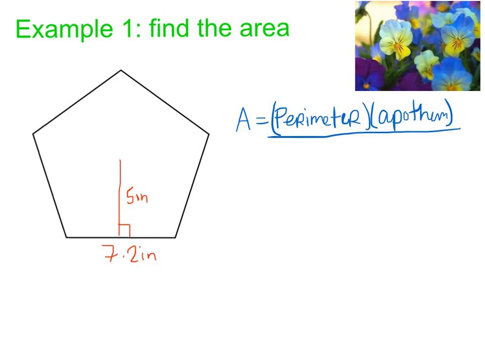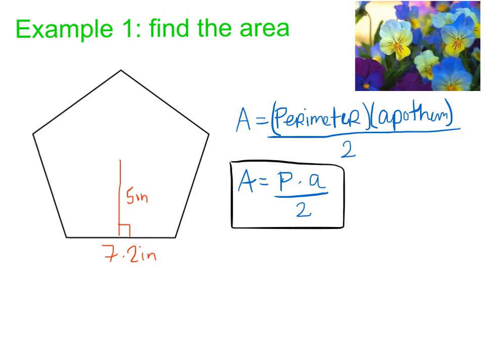cut in half. If you wanted to write that shorter, maybe you'd write the shorthand for perimeter would be P times the apothem divided by 2. That's the big formula I need you to know. So that's what we're going to use today to find the area of this regular shape.